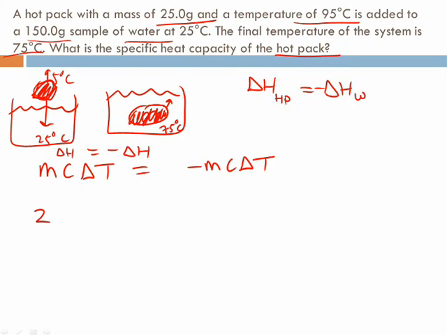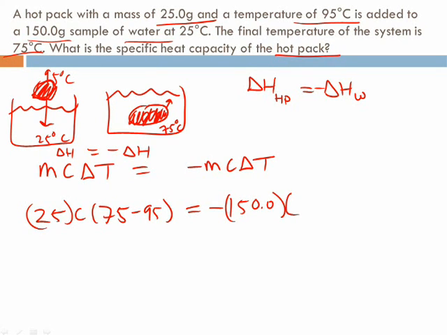So we have a mass here of 25. We don't know C. What is ΔT? Well, T2, we know, is 75 degrees. That's the final temperature. T2, 75 minus 95, equals the negative of the mass of the water. We have 150 grams times the heat capacity of the water, and let's be easy here, let's use 1, make it in calories. ΔT, we know T final is 75. T initial of the water is 25 degrees.